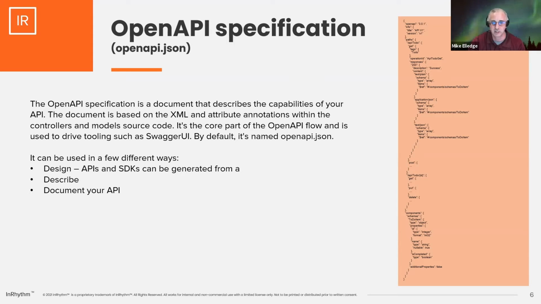Now, this is just a really short example of just about the smallest one you can get. These API specification docs can actually get into multiple megabytes of just textual data, depending on how many controllers you're describing in the doc.